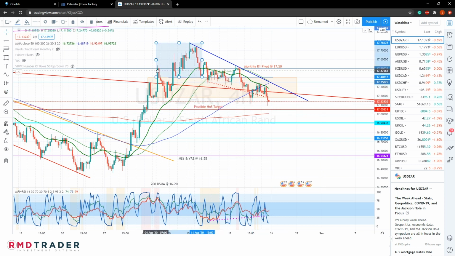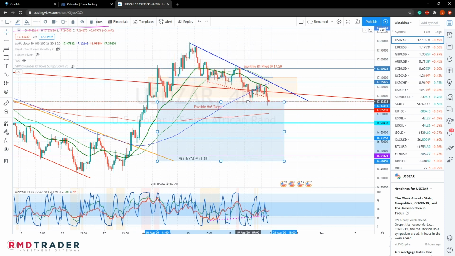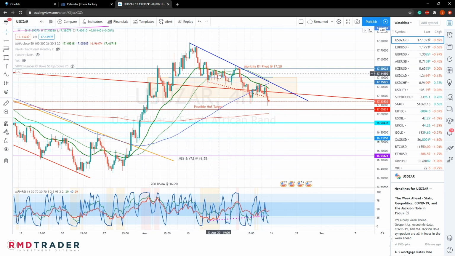Something I've also just noticed is that we do have this larger head and shoulder pattern emerging. It's not a very clear picture at all, but should this be something that plays out in the end, it could take us as low as this yearly R2 level at 16 rand 55. At this stage, it's still too early to call anything like that, and it would rather be likely that we do find some support on the 200 SMA and move higher.